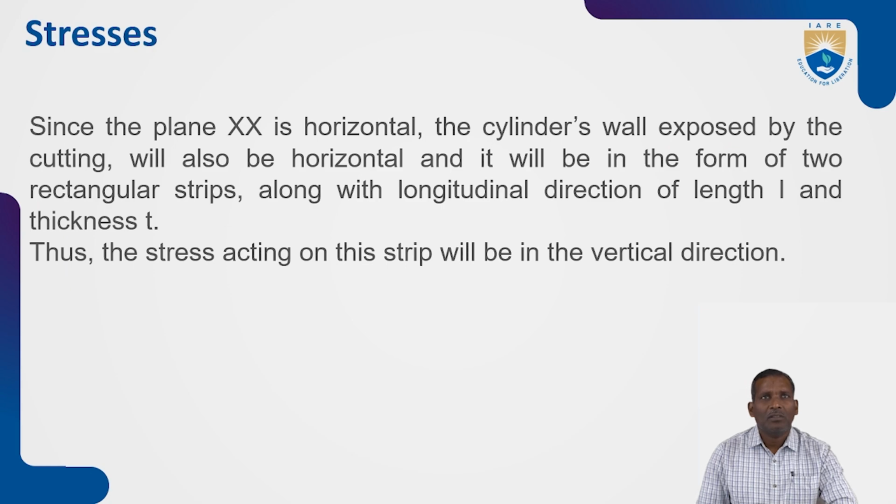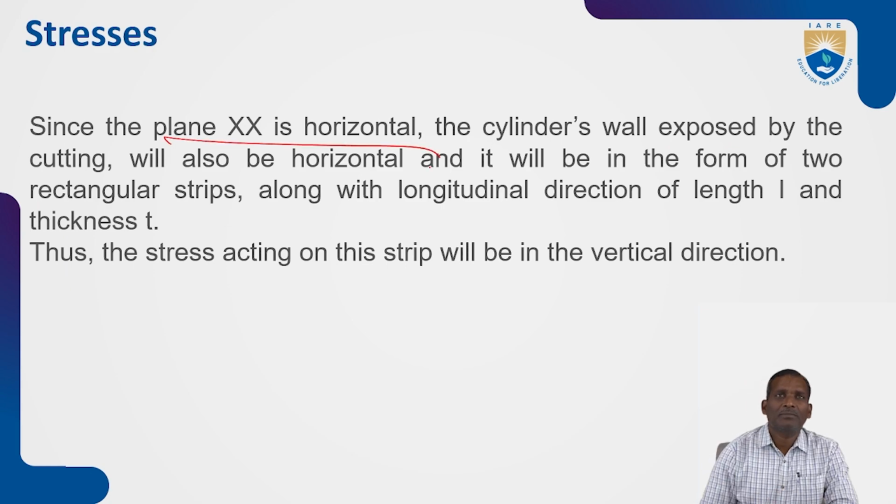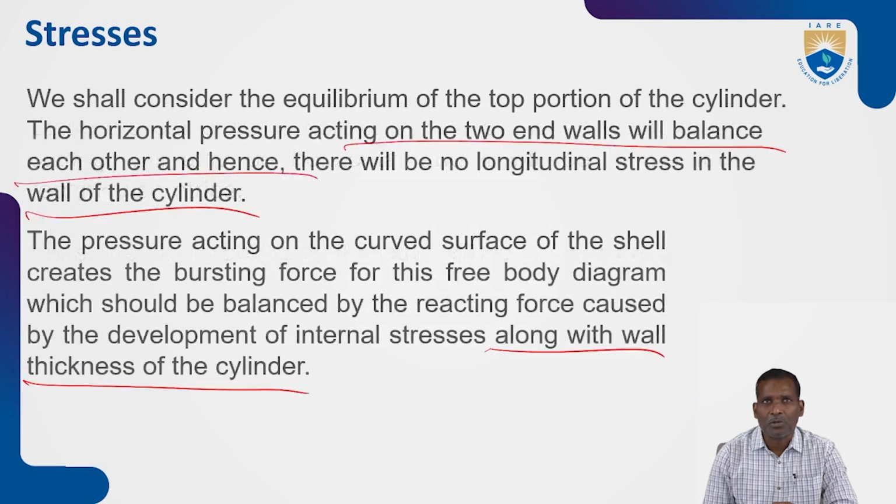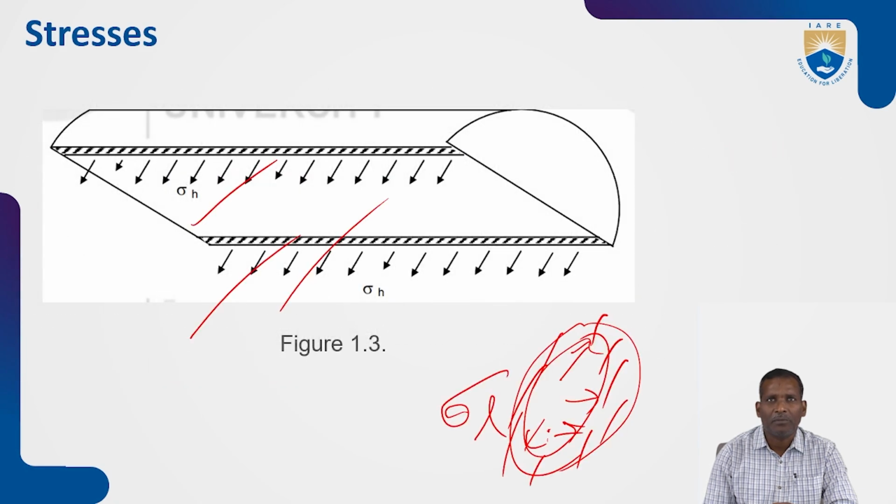Now, the plane XX is horizontal. The cylinder wall exposed by the cutting will also be horizontal, and it will be in the form of two rectangular strips along the longitudinal direction, of length L and thickness T, already shown in this diagram: two rectangular strips.